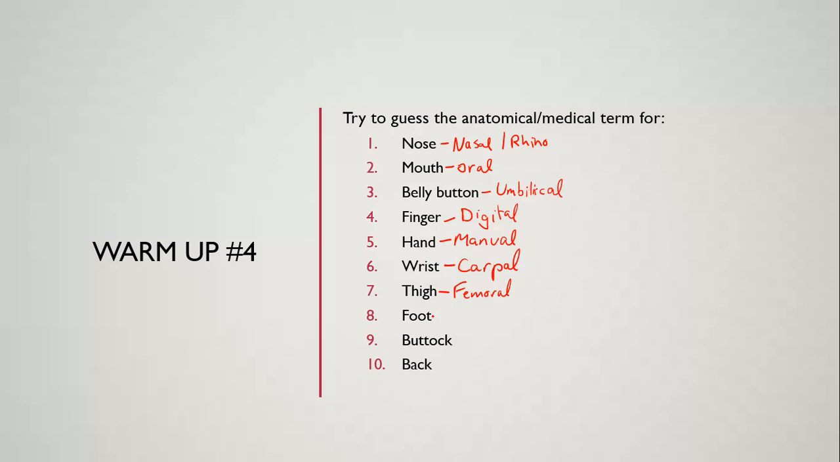Thanks. All right, for foot, we're going to use pedal, like put your feet on the pedals, right? Isn't that funny? Thighs, femoral, like your femur. Okay, there you go. Buttock, a lot of people know this one. Gluteal, like the gluteus maximus. And then for back, the best one for this is dorsal, but I've had people give me vertebral. That's kind of more like referring to your backbone, but either one's fine. We'll take either one. Great. So how'd you do? 10 out of 10?